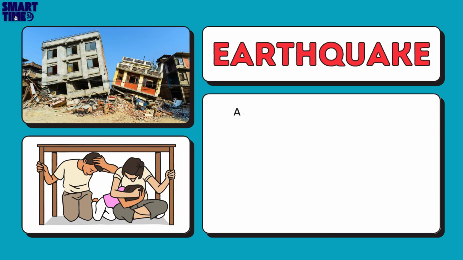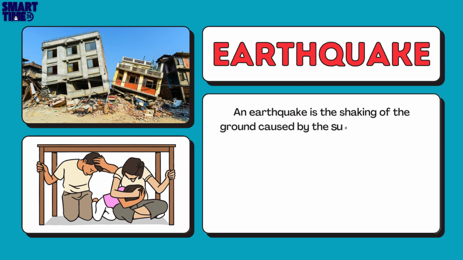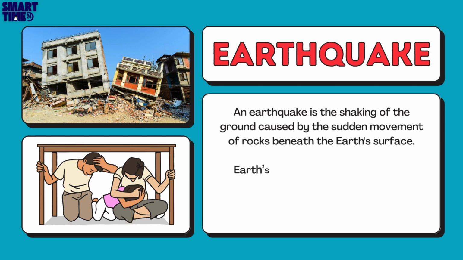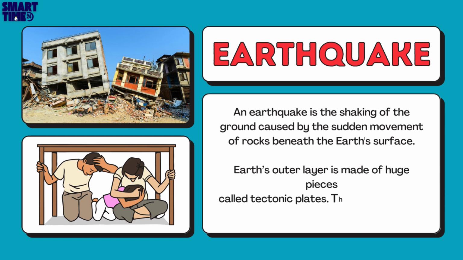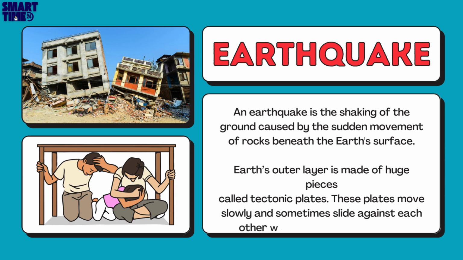Earthquake. An earthquake is the shaking of the ground caused by the sudden movement of rocks beneath the Earth's surface. Earth's outer layer is made of huge pieces called tectonic plates. These plates move slowly and sometimes slide against each other, which causes earthquakes.